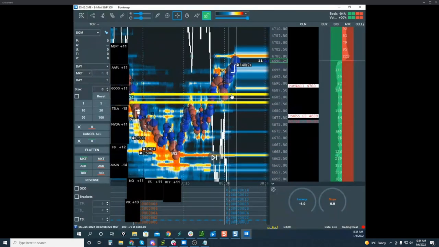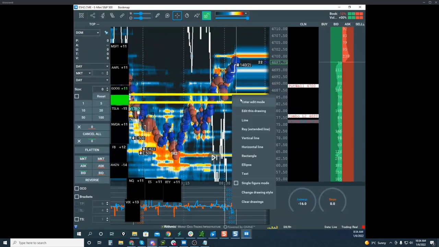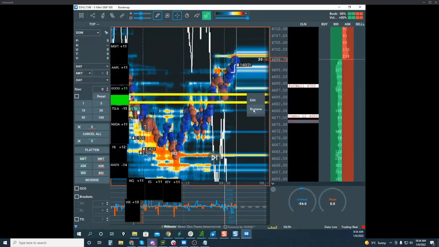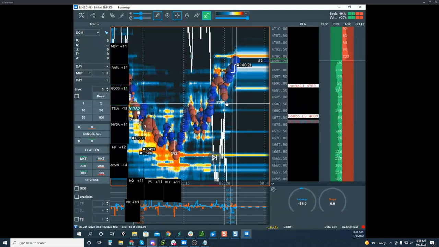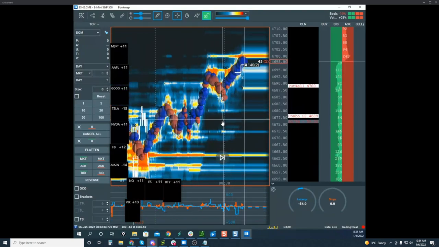So regardless, this zone I'm going to delete now because we traded an ATR above and below it, 5 minute ATR. I don't want it to confuse me once new stuff starts flowing in.